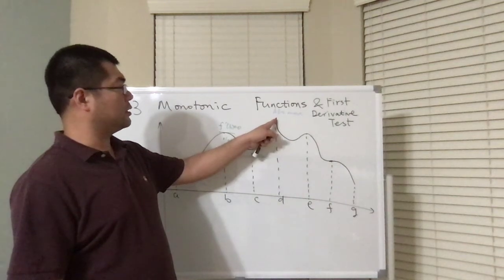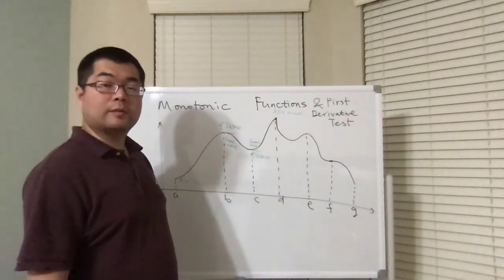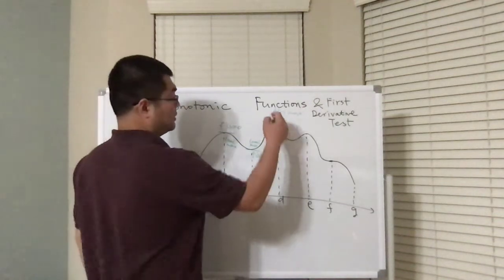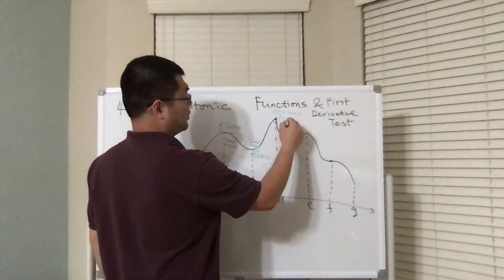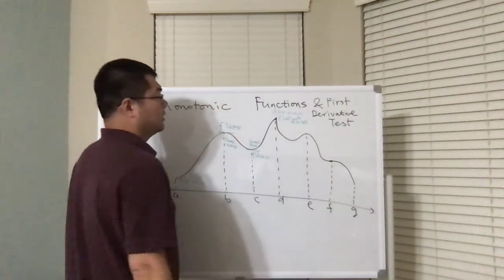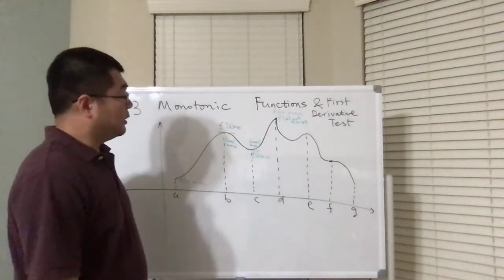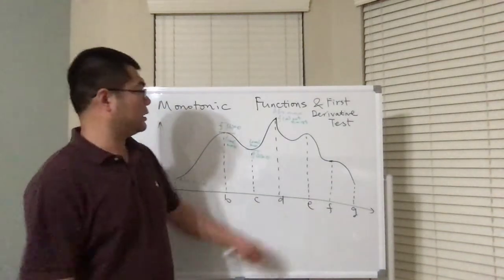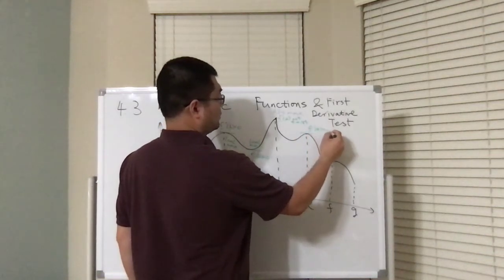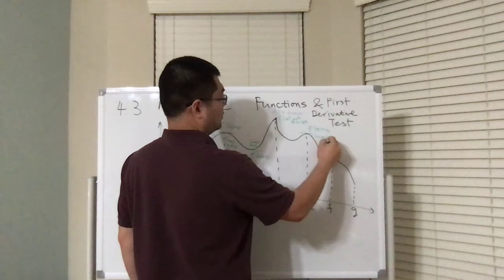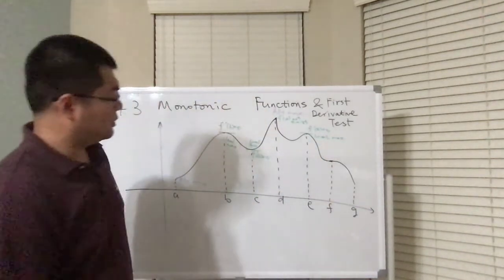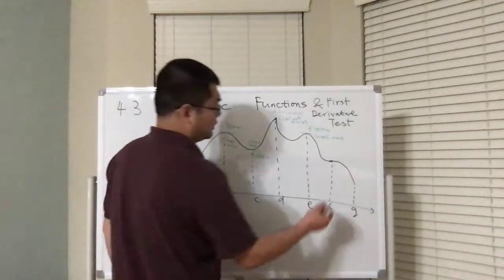At point D here, if you look a little bit carefully, guys, there is a cusp at point D. So that means the derivative evaluated at D does not exist. Okay, so f prime of D does not exist. And at point E, f prime of E equals 0, and this is a local max. Okay, local max.